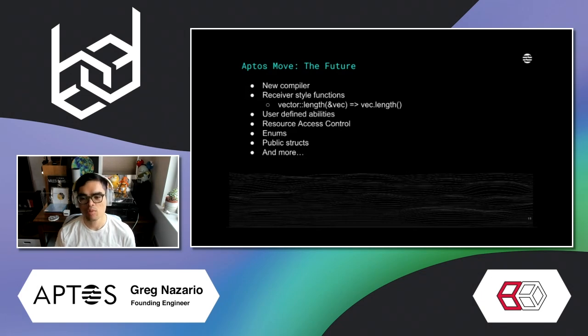Resource access control, preventing different resources from being able to access others, and having fine-grained control there. Enums are a big ask for a feature that's coming up. And public structs, being able to use structs across all different places, and much, much more, including some hints of dynamic dispatch.